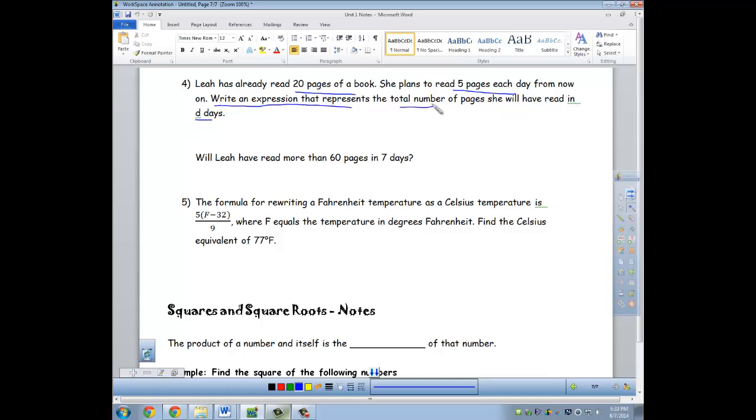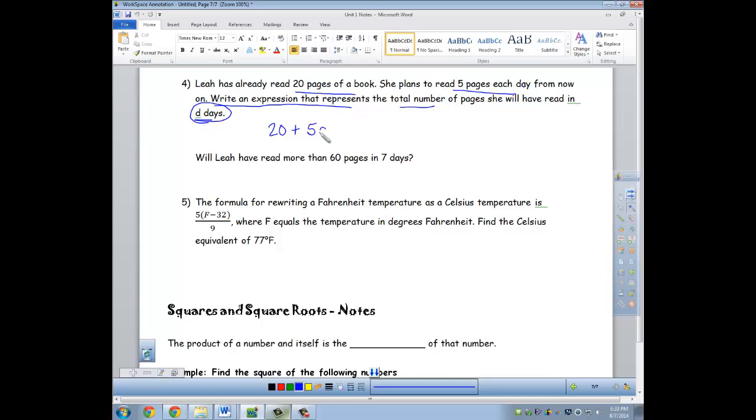So my rule says I cannot add or subtract a variable with a non-variable. I'm going to start with 20. So here 20 is a non-variable because there's no letter. We need to add something to it. X is a variable, the number of days, and 5 pages each day. So 20 plus the number of days, I cannot do that, because they are different. They are not like terms. So 5 pages each day. I will say that a lot.